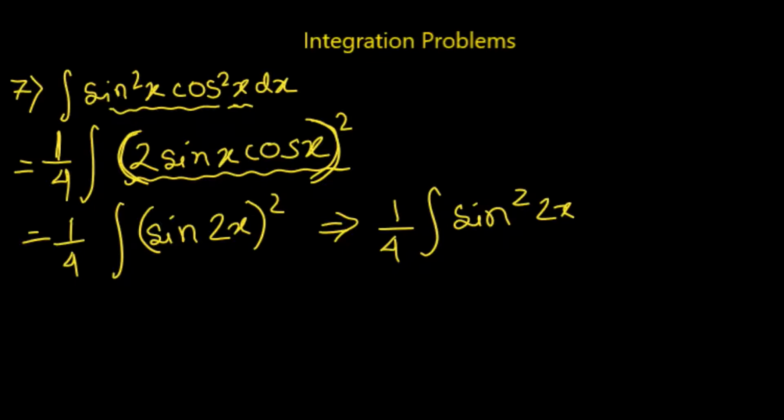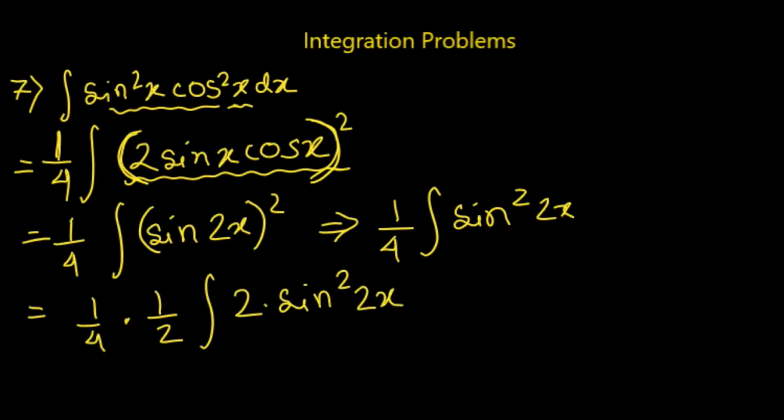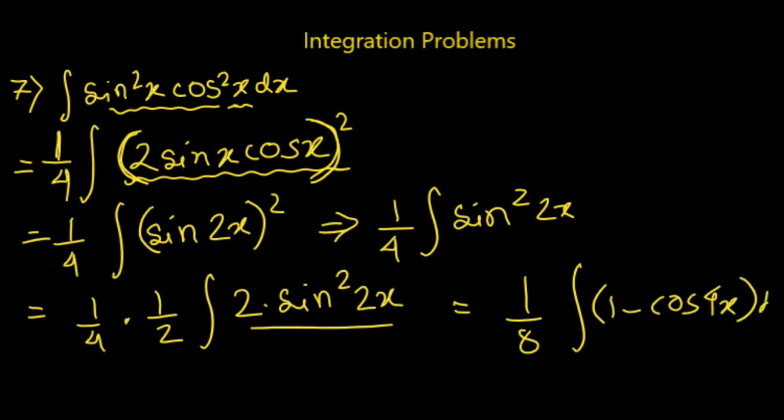Now again we have to adjust to what? Sine square 2x to 1 minus cos 2x formula. So adjusting, we have to bring 1 by 4, another 1 by 2 we have to bring over here, and then 2 sine square 2x. So now you can see this is a formula. 2 sine square 2x is a formula of what? 1 minus cos 4x. So it gives 1 by 8 of integration of 1 minus cos 4x. Obviously dx term is there.